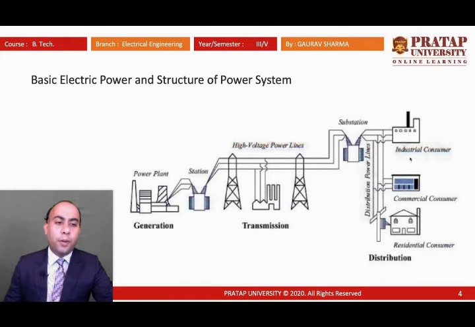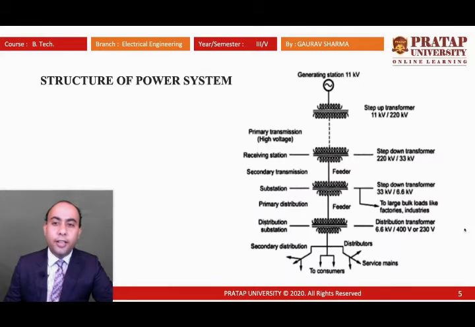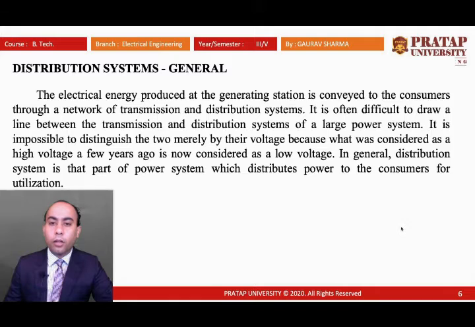So in this distribution part, for large consumers like industrial consumers, we are sending 33 kV or 11 kV as per their requirement. And for the residential consumer, what we are using at our home, again it is the structure of the power system. You can easily understand, generating at 11 kV, stepping up to 220 kV or 400 kV. Now this is called the primary transmission, where we transmit our voltage, then secondary transmission, feeder, and after the substation we are stepping down, and finally at the end we are using this at our home.